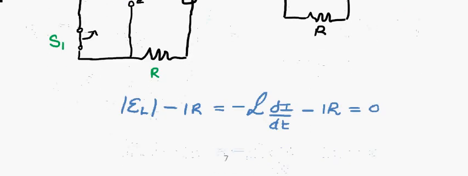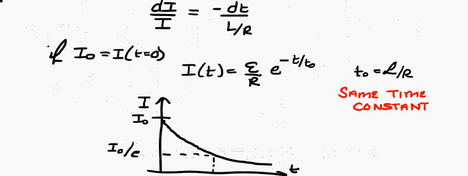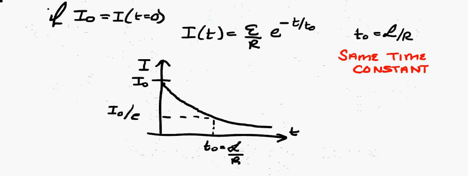Rearranging, we have a differential equation that we can solve. We then impose the fact that we had a stable current at time equals 0. We again obtain our exponential form. This time it's a decay, and we have the same time constant.